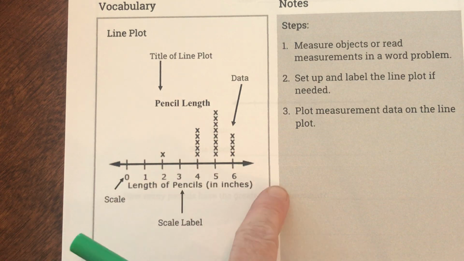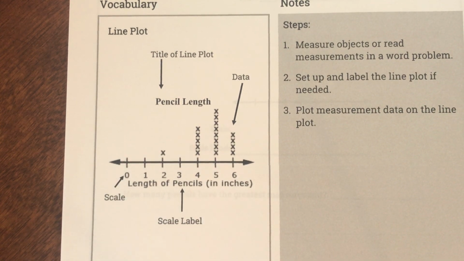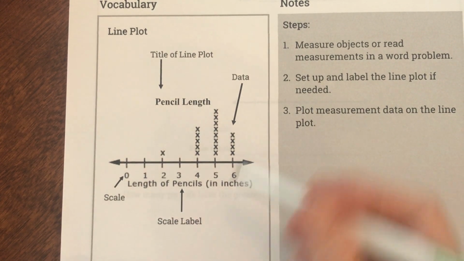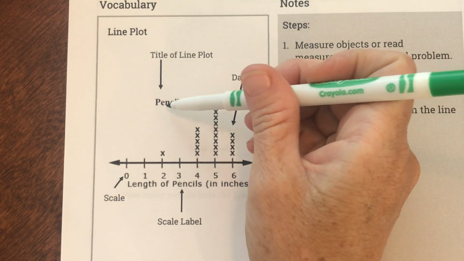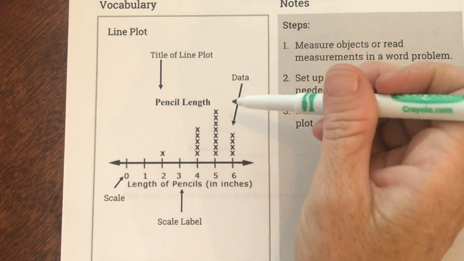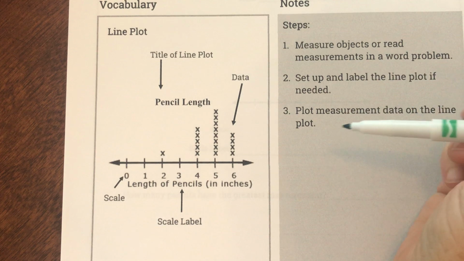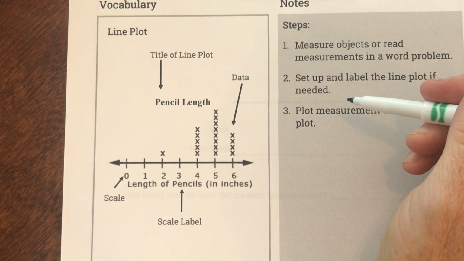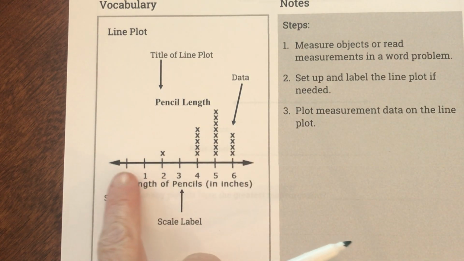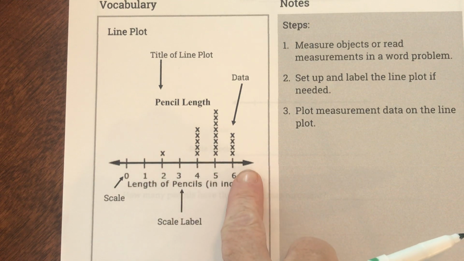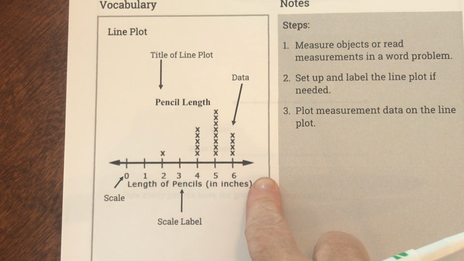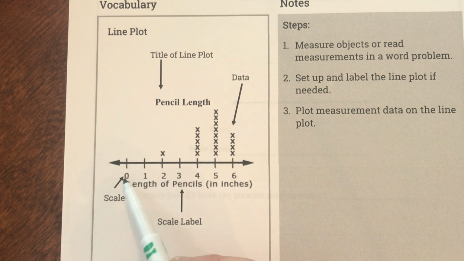This is what a line plot looks like. Okay, so a line plot has a title. So the title of this line plot is called pencil length. So this entire line plot will be about length of pencils. It's called a line plot because there's a number line in it. So I see my number line. Okay, my scale is the numbers on it. So my scale here is 0, 1, 2, 3, 4, 5, 6.